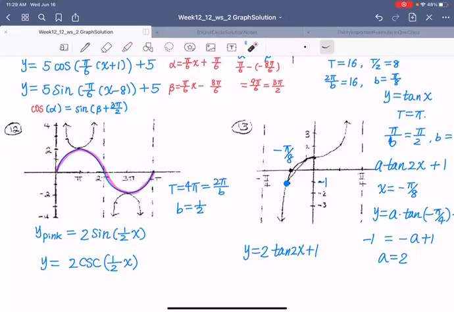Okay, so you say the pink function equals 2 times sine of something. And you have a period of 4 pi. This is 4 pi. T equals 4 pi. T equals 2 pi over b. So b is 1/2. B equals 1/2.